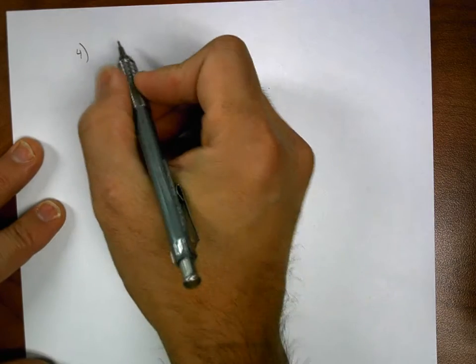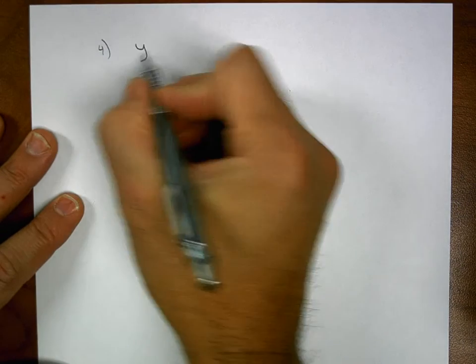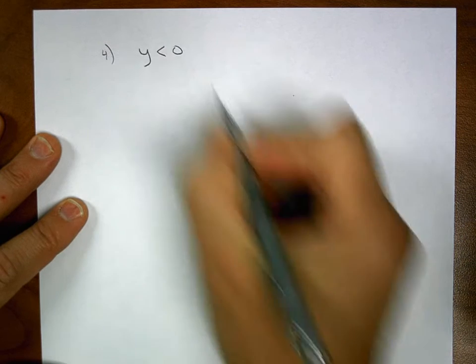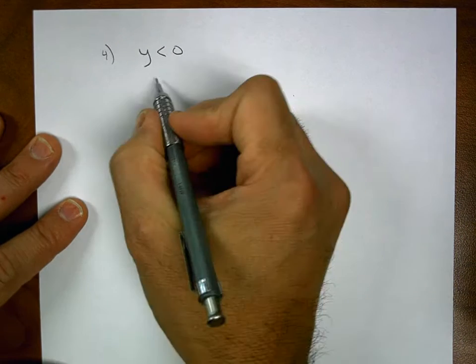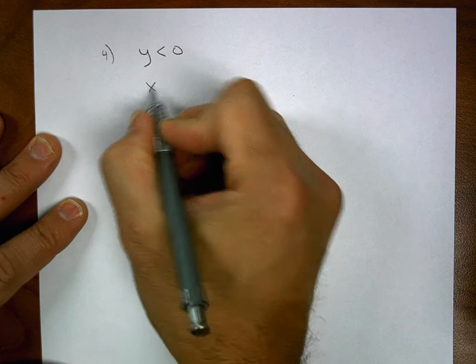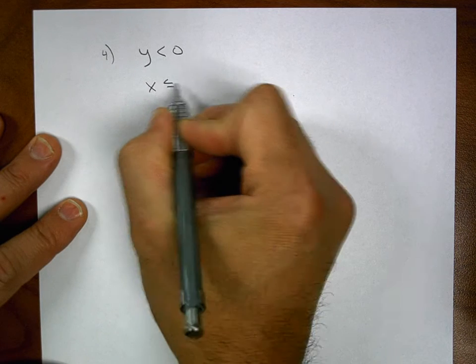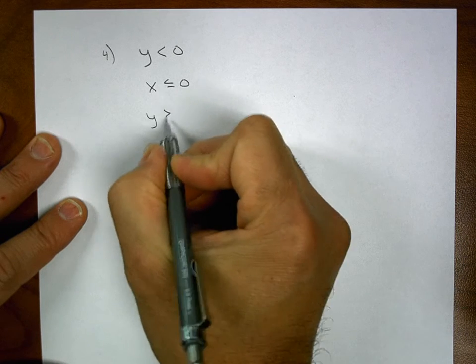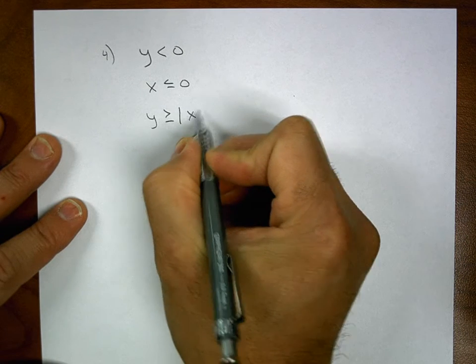Okay, this one we're going to do it on our own. Okay, so I'm going to make it super easy for you guys here. Y is less than 0. But this has three pieces here. X is less than or equal to 0. And y is greater or equal to absolute value of x minus 2.